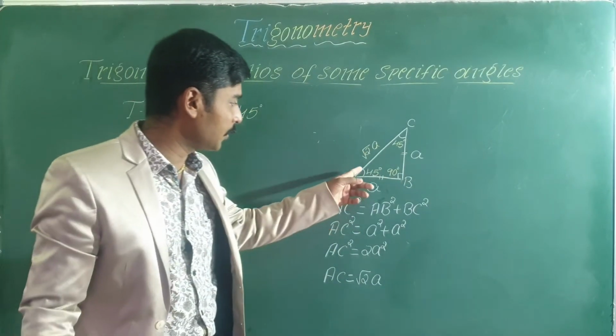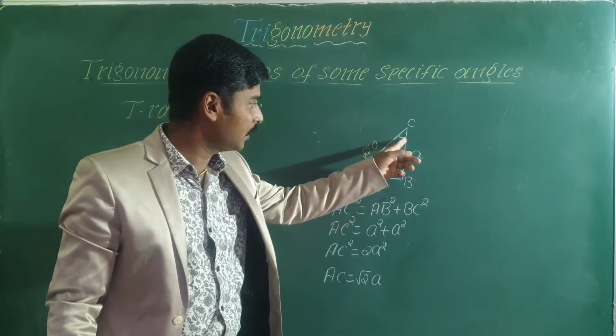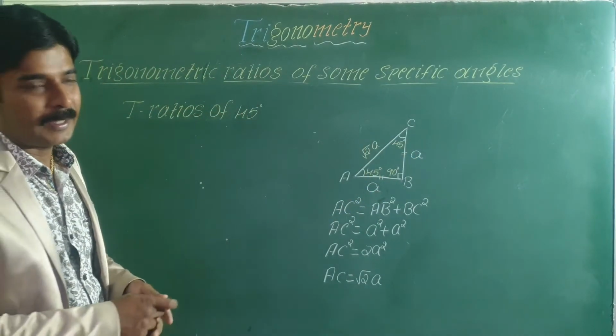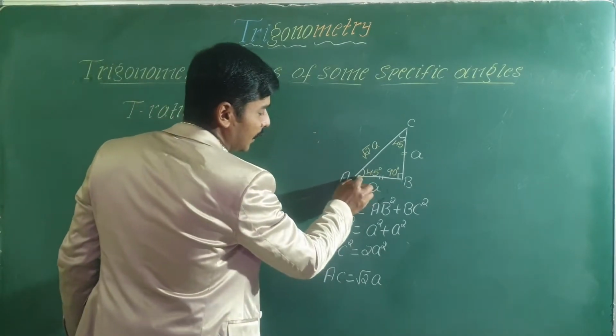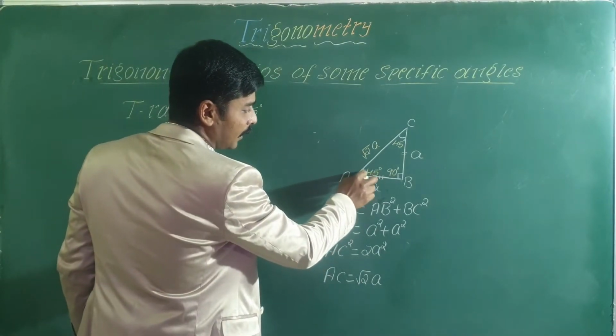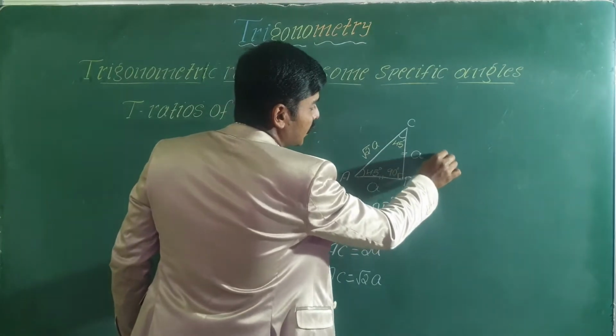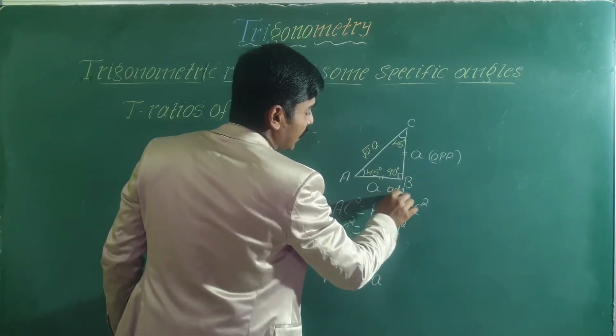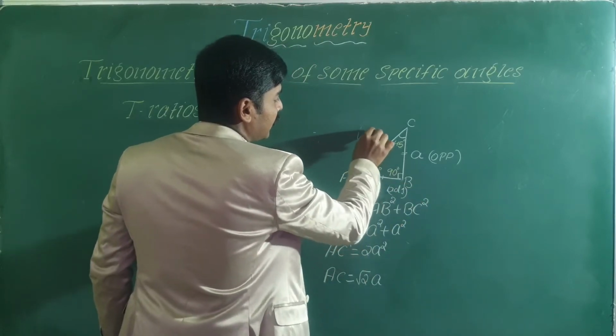Now with respect to either this angle or this angle, you can write the trigonometric ratios of 45 degree. Let us write with respect to angle A. So with respect to this angle A, if I take, this will be the opposite side and this is the adjacent side and this is the hypotenuse, right?